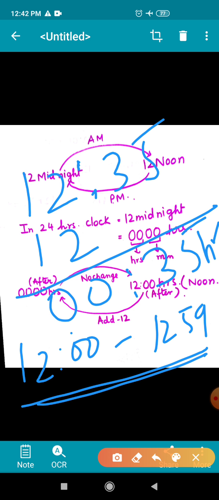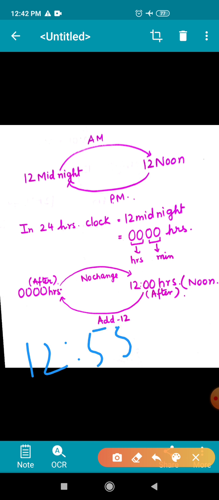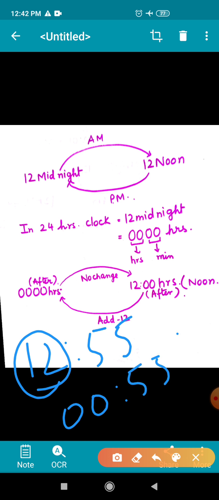Okay. Similarly, if the time is 12:55 at night, children, 12:55 at night, and in 24 hours clock, how will you write it? 12 minus 12, that becomes 00, and 55. So 12:55 can be represented like 0055 hours.